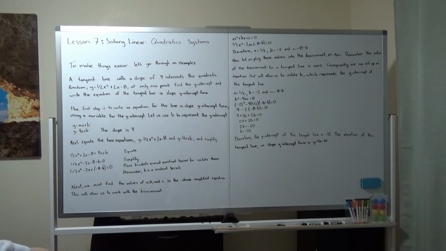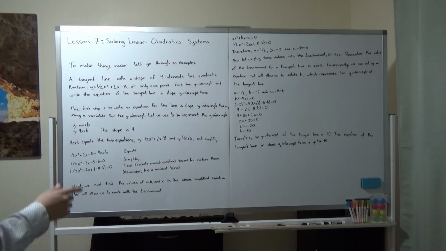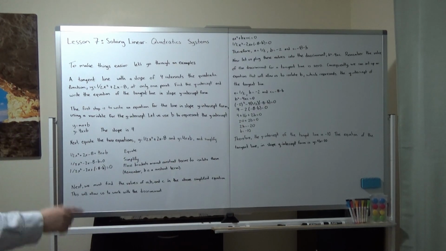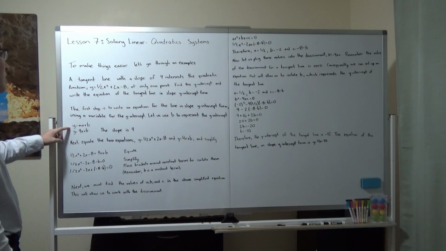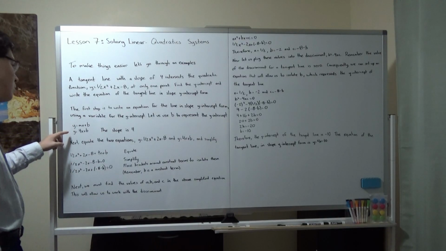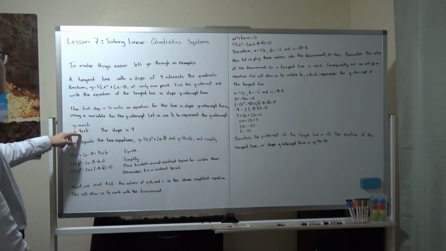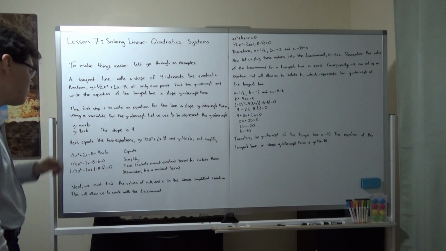The first step is to write an equation for the line in slope y-intercept form using a variable for the y-intercept. Let us use b to represent the y-intercept. So we write y equals mx plus b. This is slope y-intercept form, and this is the equation of a line in slope y-intercept form. The slope is 4, so we simply substitute 4 for m, and we let b represent the y-intercept.